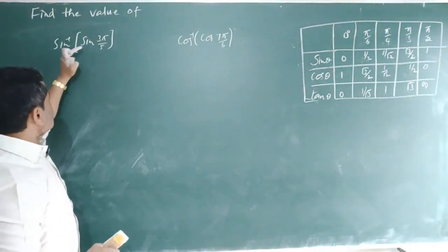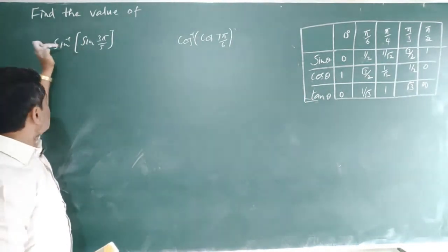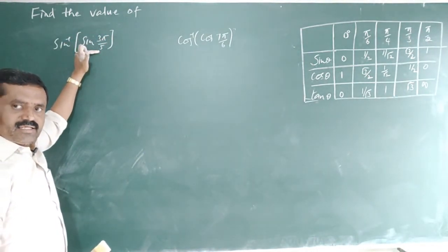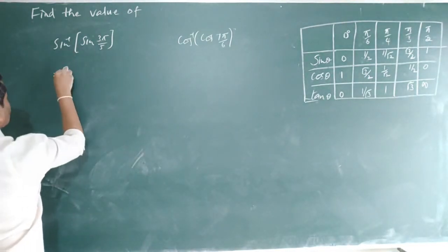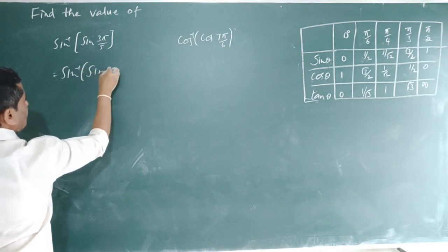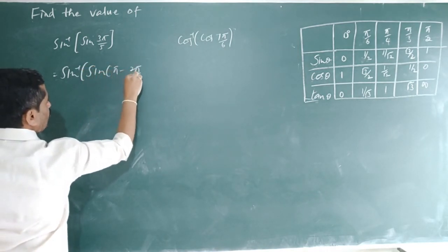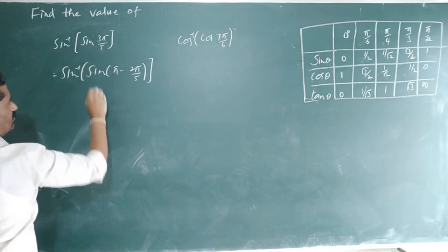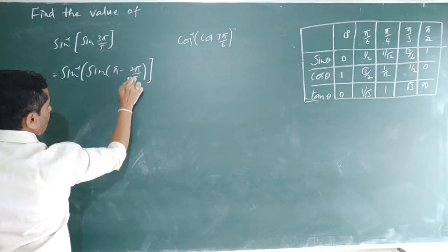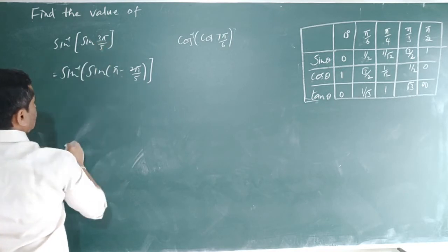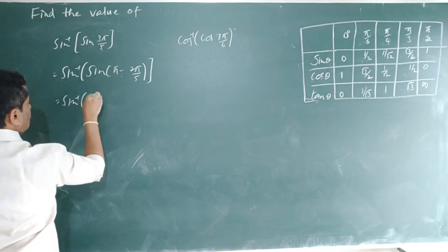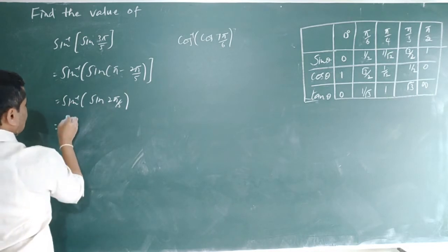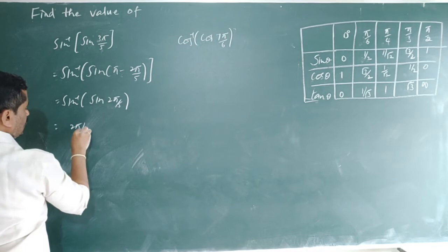Value of sine inverse of sine 3 pi by 5. Here sine inverse and sine cannot simply cancel, because this is not in the range minus 90 to plus 90. Therefore we write it in simplified form: sine inverse of sine of pi minus 2 pi divided by 5. Okay, 3 pi by 5 can be written as pi minus 2 pi by 5. Simplifying, we get the same answer: sine inverse of sine 2 pi by 5. Again sine inverse and sine get cancelled, and we have 2 pi divided by 5, so this is the answer.